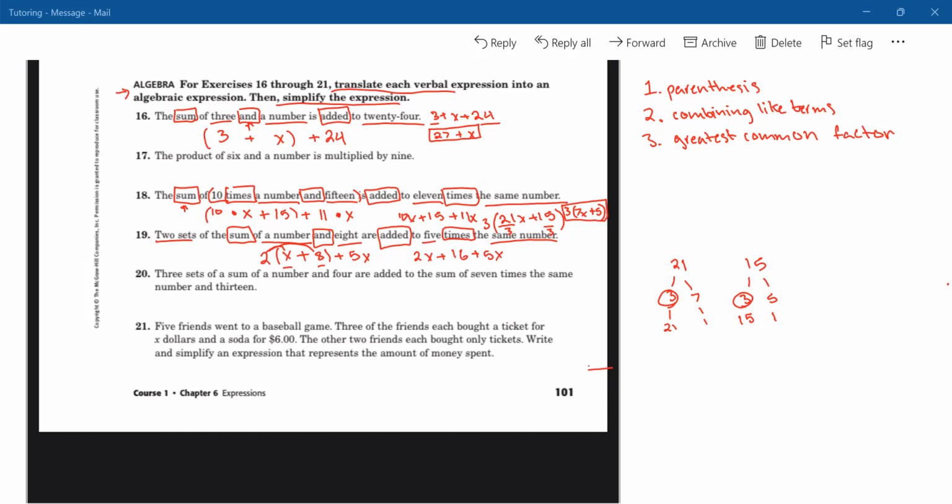And then you can continue with the rest of our steps to simplify the equation completely, which would become combining our like terms, which is 7x plus 16. And we know that 16 and 7 have no common factors.